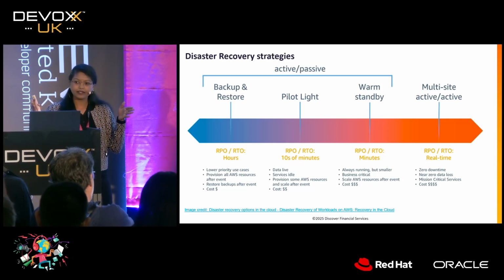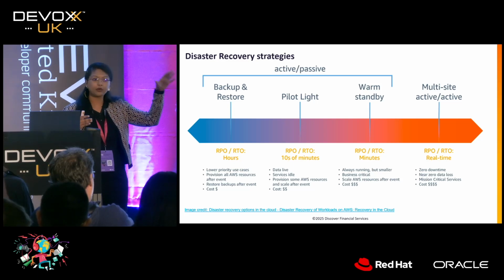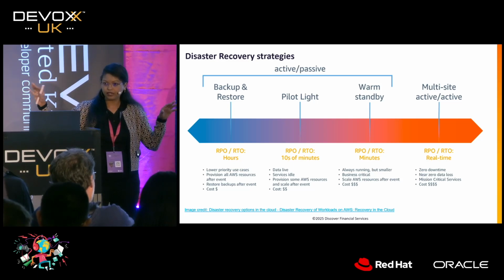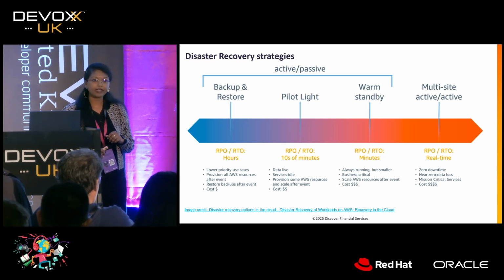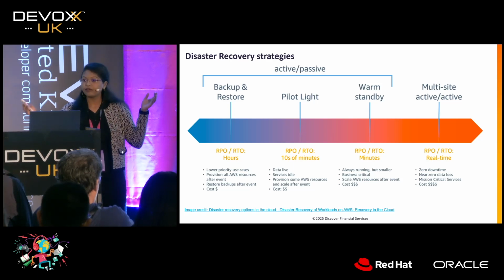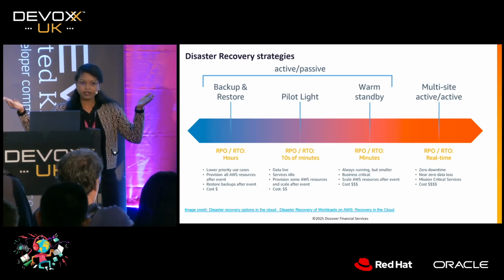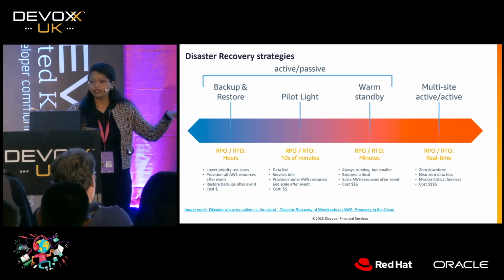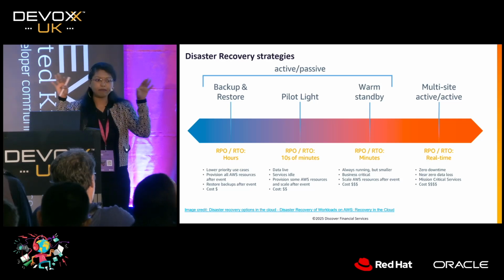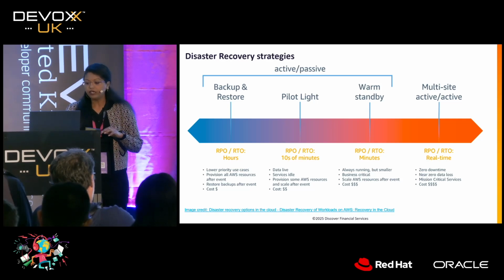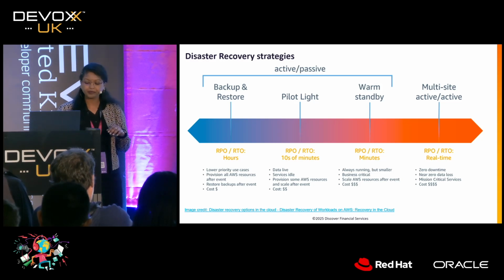All these three strategies are called active-passive strategies because we are always active on one side and passive on the other side. The last one here is multi-site or active-active strategy, which means we are live on both sides, receiving traffic always on both sides. And if one side is down, my other side is always taking in the traffic continuously. There's no impact, no downtime. So we are saying near zero downtime, near zero data loss in this strategy.